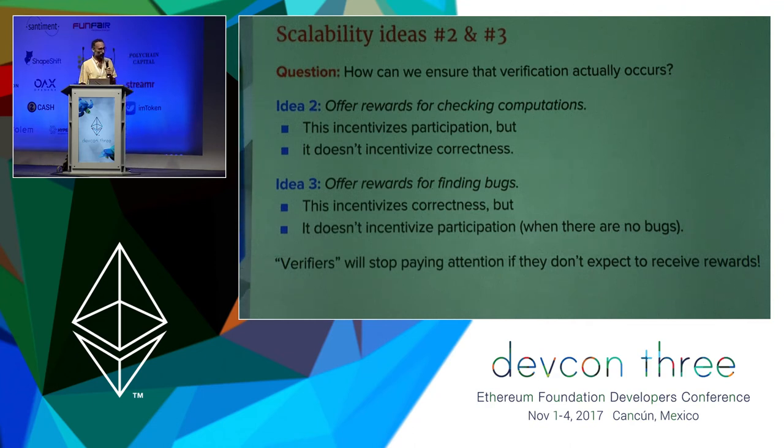So now how do you know that they checked? Well, you go back and run the computation yourself. You check that they checked. Well, you might as well have just done the thing yourself in the first place. So this incentivizes participation if you pay people, but it doesn't incentivize correctness. So idea three would be that you offer awards for finding bugs. So this gives you correctness, but it doesn't incentivize participation when there are no bugs. So it's the opposite problem. Essentially, we have the problem that these verifiers stop paying attention if they don't expect to receive any rewards.